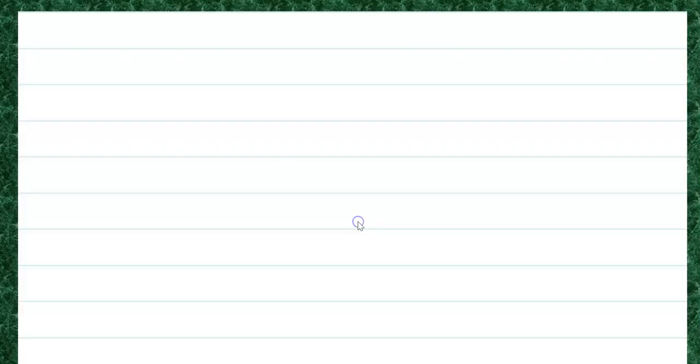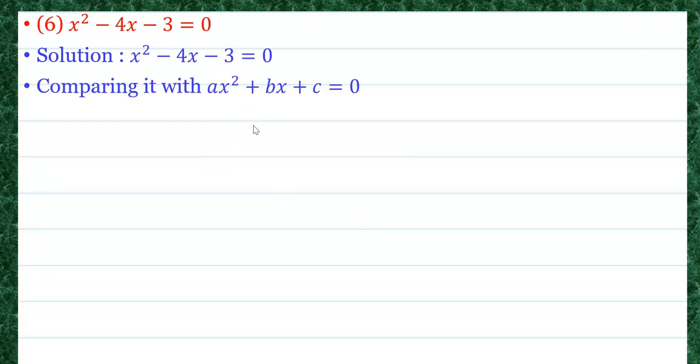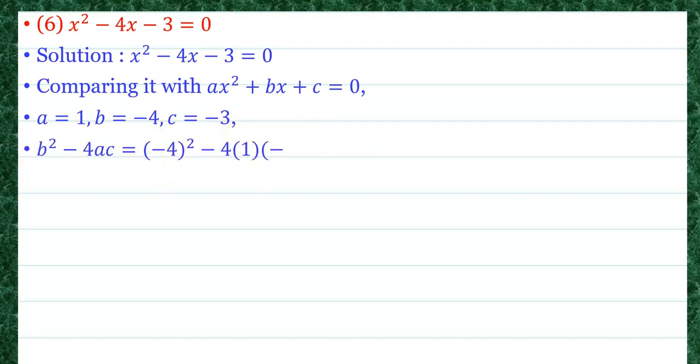Now the next question: x square minus 4x minus 3 is equals to 0. Again comparing with ax square plus bx plus c is equals to 0, a is 1, b is minus 4, c is minus 3. Again we find the value of b square minus 4ac: minus 4 square minus 4 into 1 into minus 3. Here the product should be minus 3 and the sum should be minus 4. It is not possible, so we apply the formula method. 16 plus 12, minus 4 into minus 3 gives 12. 16 plus 12 is equals to 28.